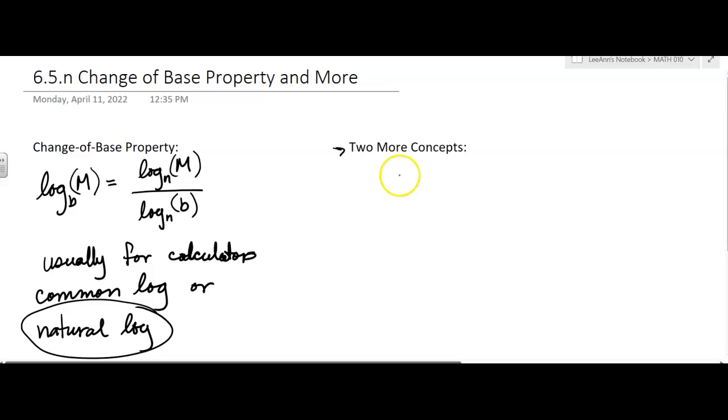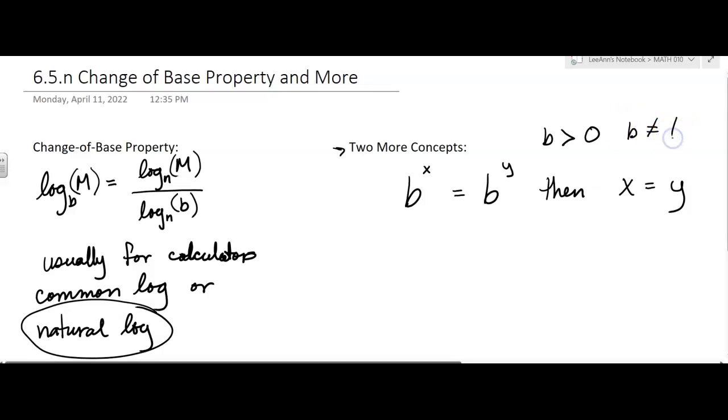And we've alluded to these, but one is if you have a base to some exponent, and it equals the same base to an exponent, then if and only if x equals y, okay? And that's assuming, these concepts are assuming that the base is greater than 0, okay? All right, and that the base doesn't equal 1. Okay, then x equals y.